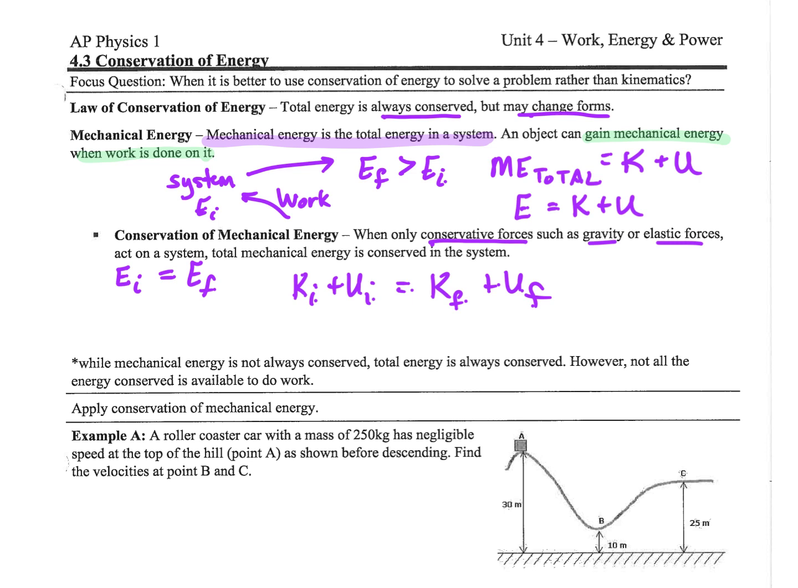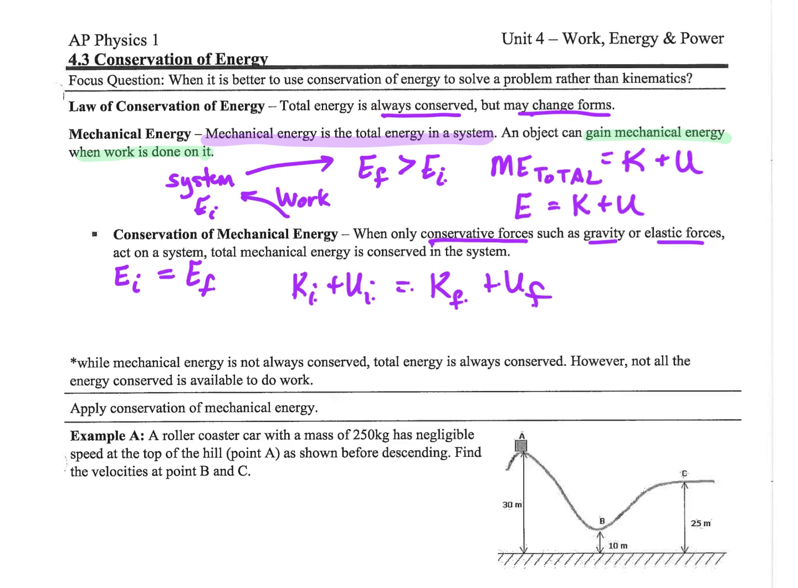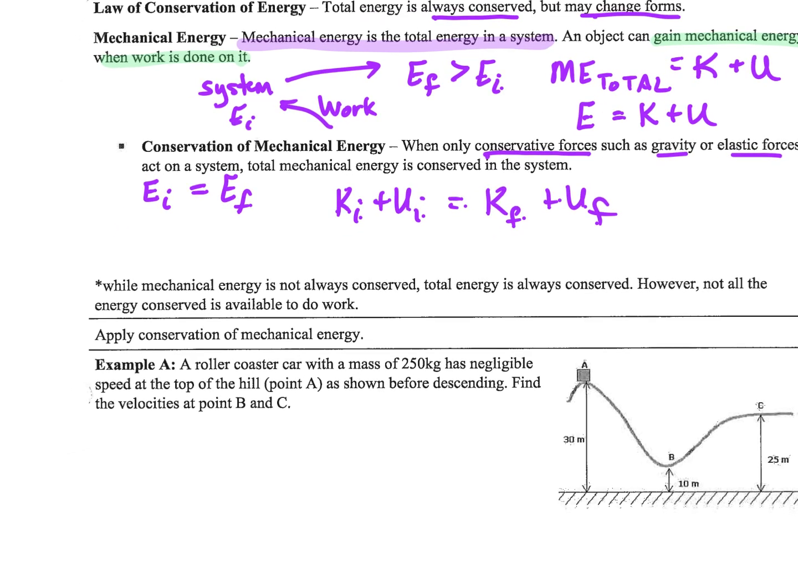Okay? Now, what if you don't have conservative forces? Look what it says. It says, while mechanical energy is not always conserved, total energy is always conserved. But not all energy is available to do work. All right, so what does that mean if it's non-conservative? If we have non-conservative work, usually we say work non-conservative, that is going to be things like friction, heat, sound.